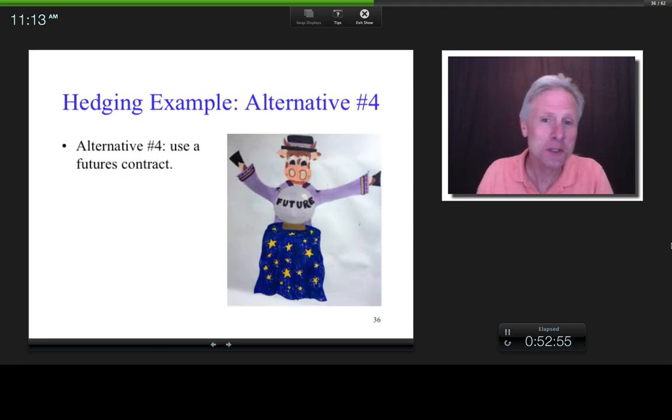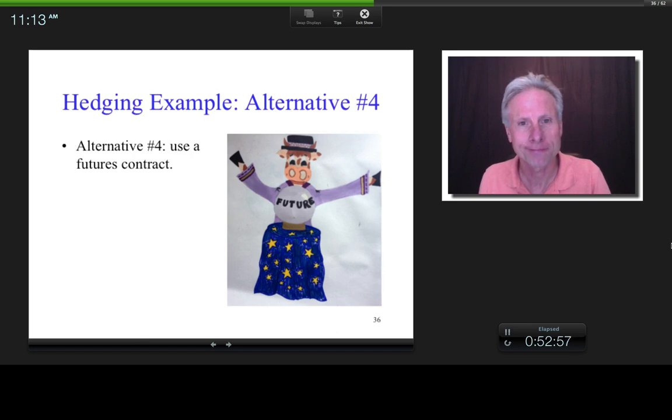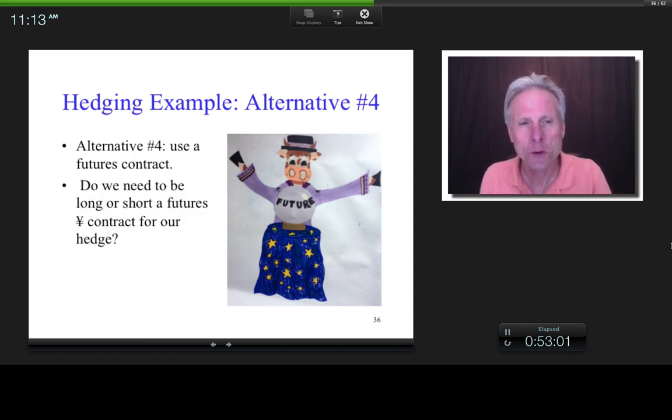All right, so let's look at alternative number 4, a futures contract. So question number 1, for our hedge, do we have to be long or short a futures yen contract?